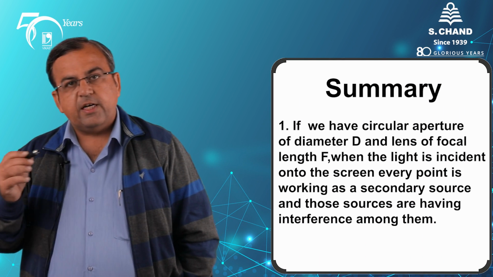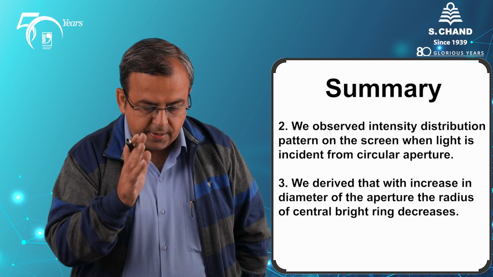We know that when light is incident onto it, every point works as a secondary source, and those sources interfere with each other, right? So we considered that we are observing the pattern onto the screen, with the central maxima at point P. In this Fraunhofer diffraction at a circular aperture, we have a screen, a lens, and the circular aperture. Light is incident onto it, and we are observing the intensity distribution onto the screen. With the help of this expression, which we covered completely, we concluded that with the increase in the diameter of the aperture, the radius of the central bright ring decreases.